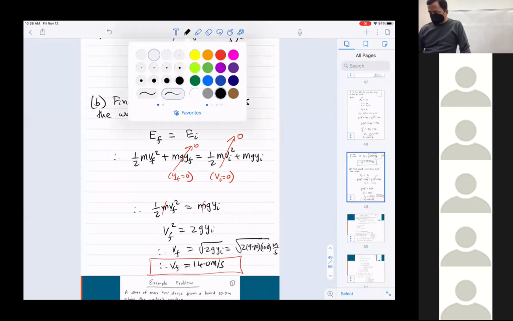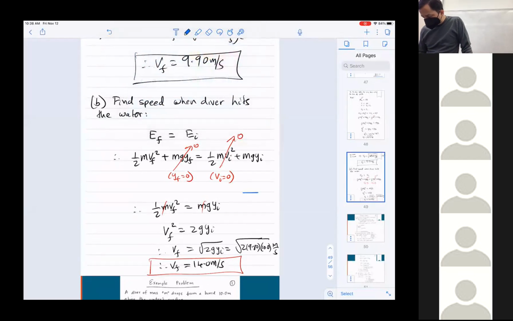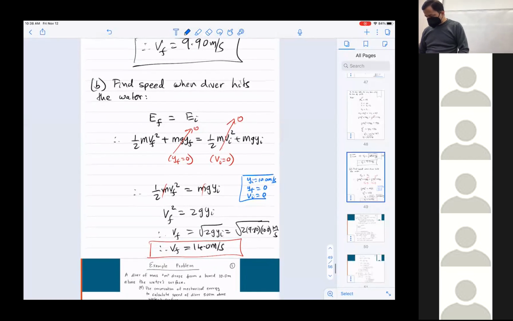Yeah, so let me make that very explicit here. Right, y initial is 10 meters. Y final here is 0. And v initial was 0. Any questions on that? Okay.